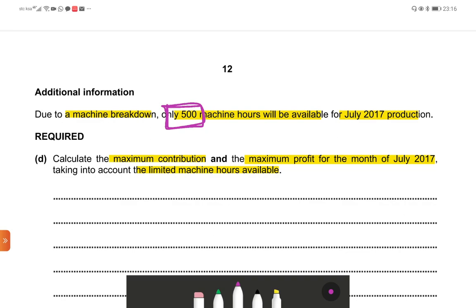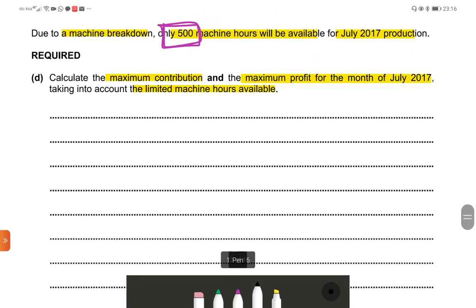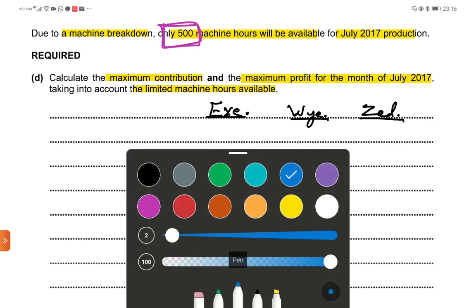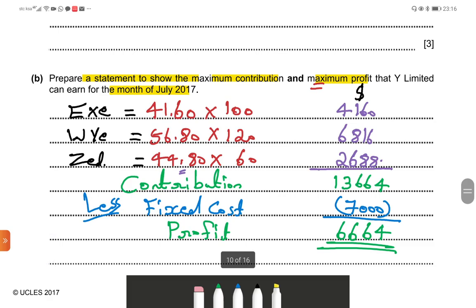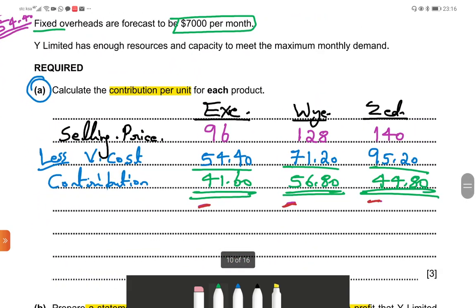Here 500 are available. So machine hours, we have to calculate contribution per machine hour. X, Y, Z contribution per machine hour. Contribution per machine hour is equal to contribution divided by machine hours. So contribution is equal to, already we are done the contribution in the question. We have calculated in the A part. Contributions are 41.60, 56.80 and 44.80. That is in the A part we are given.